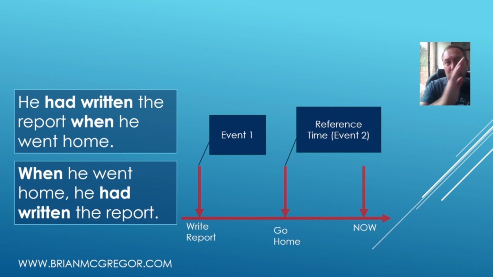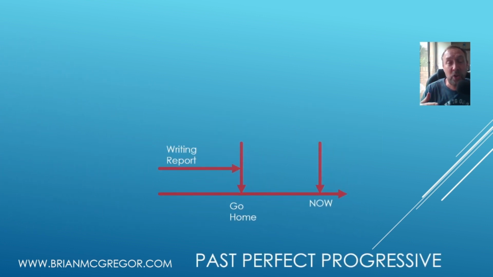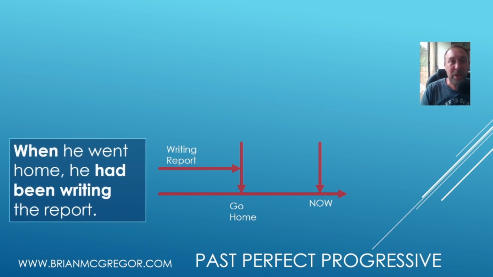But what if we want to talk about the continuing action that happened before going home? So we were writing, or he was writing the report continuously before he went home, before he left the office. We say when he went home, he had been writing the report. Had been writing is the past perfect progressive. It describes what was continuing at the time he went home, or before he went home. So before he went home, he had been writing the report.